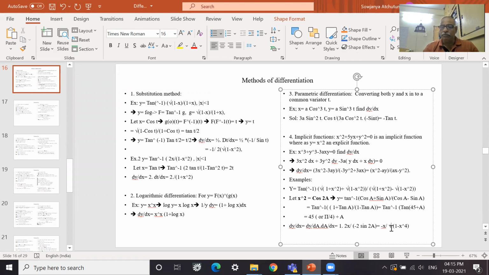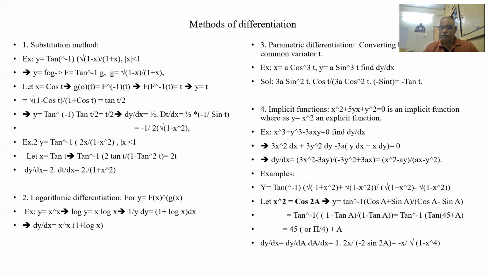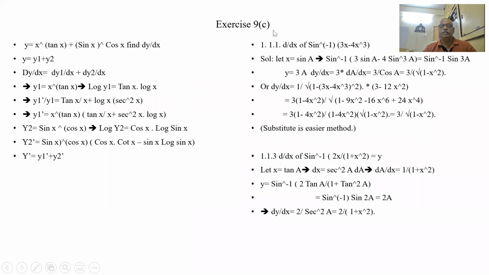This is an example. Let us do exercise 9C based on different methods. Y is equal to x to the power of tan x plus sin x to the power of cos x. This is also one of the examples, then this is the exercise portion. Find dy by dx. So here f of x plus g of x, I can do differentiation separately. So y is y1 plus y2.